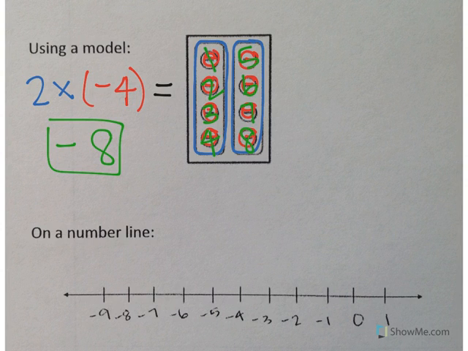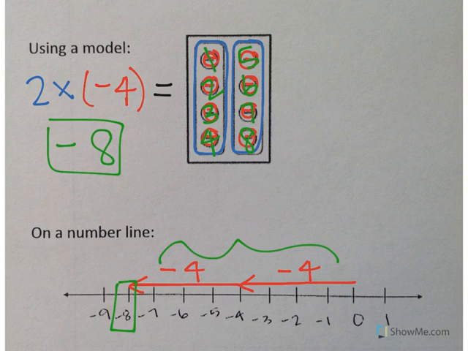Now we can try it on a number line. Starting at 0 or at the origin, I'm going to go to the left 4 spaces. This represents negative 4. If I did this 2 times negative 4, that would take me to negative 8. So again, we can see 2 times negative 4 equals negative 8.